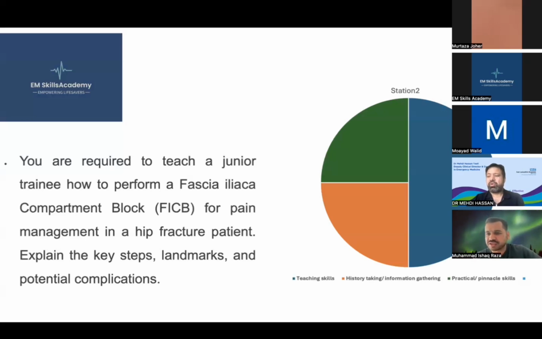I think it's lateral cutaneous nerve. Yeah, it is lateral cutaneous nerve. Yeah, these three. Wonderful. Right. So then we need to know the landmarks, which landmarks we are going to use.